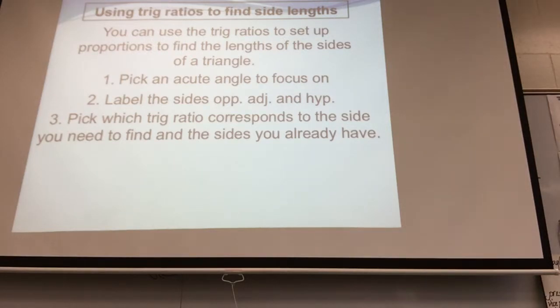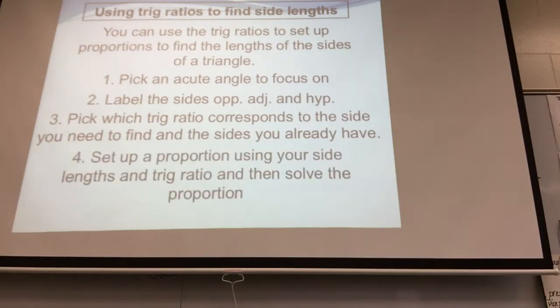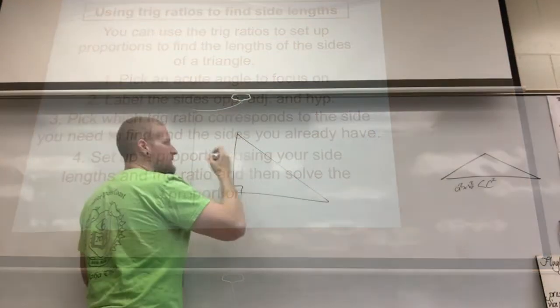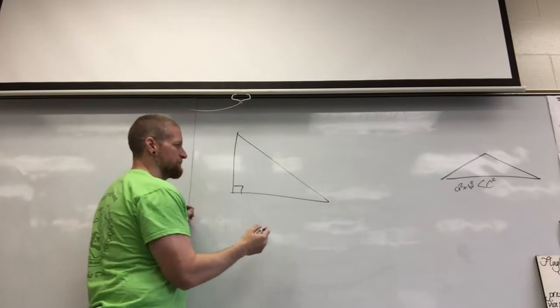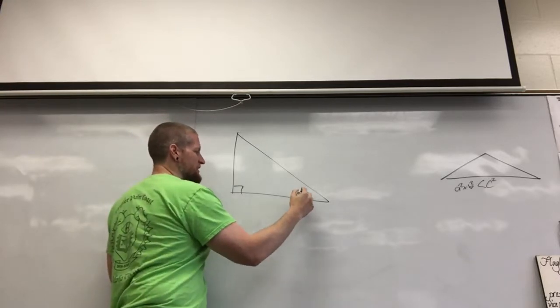And then once you pick the trig ratio, you set the proportion up and you essentially cross multiply. Okay? And it's going to be pretty beneficial for you if you actually do the act of cross multiplying. I'll show you what I mean in a second. Give me an angle measure. 57. 57 is the first problem.